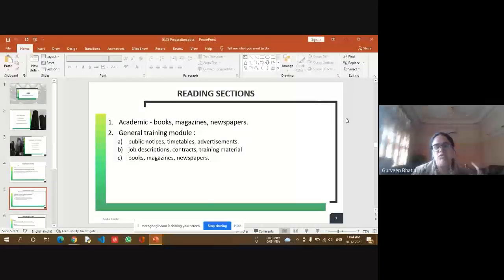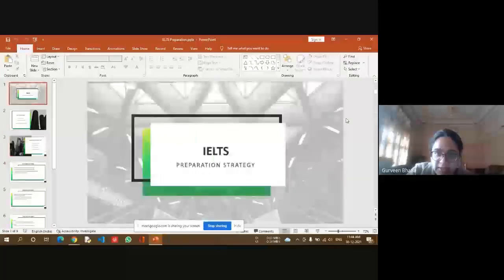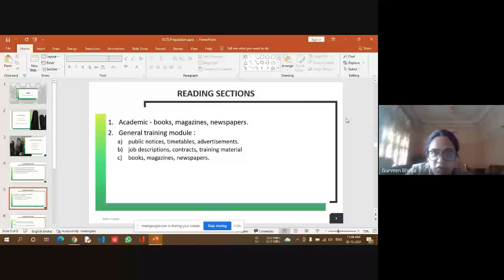Now, there are some important points that you have to keep in mind while you are attempting this reading section, right? You don't have to read this entire passage thoroughly because, as I told you, there is a time limit. It's mentioned over here that the time limit is 60 minutes. So if you go on reading this particular section for 1 hour continuously, then you'll miss out, right? So you have to be fast.